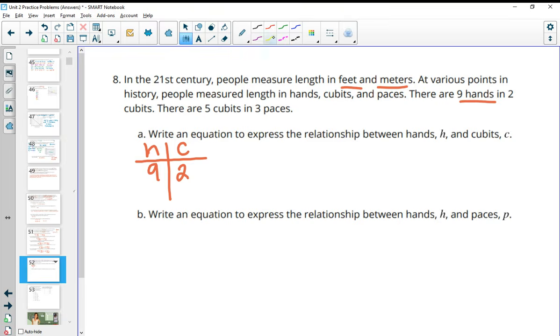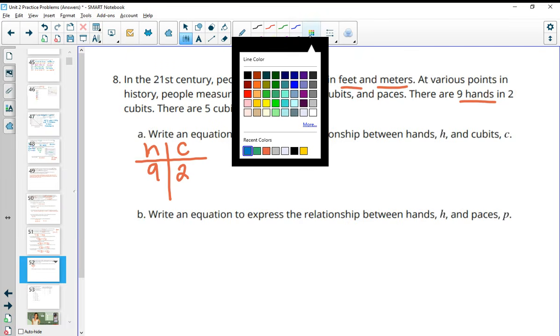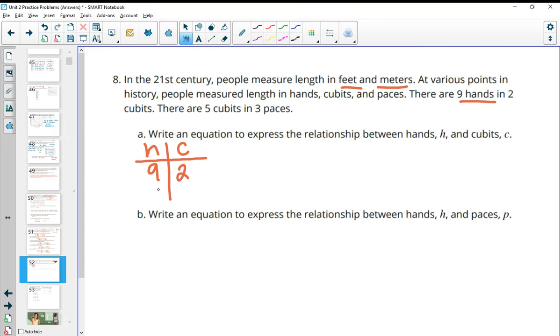So I like to figure out what is the relationship here. Okay, so what are we doing to multiply to get from 2 to 9? And so you can figure that out, or you can divide by 2 to get down to 1. So if you divide this by 2 to get to 1, then we need to divide this by 2. And 9 divided by 2 is 4.5. So that helps you to easier see that you take the cubits times 4.5 to get the hands. So if we had C cubits, let me make another table.